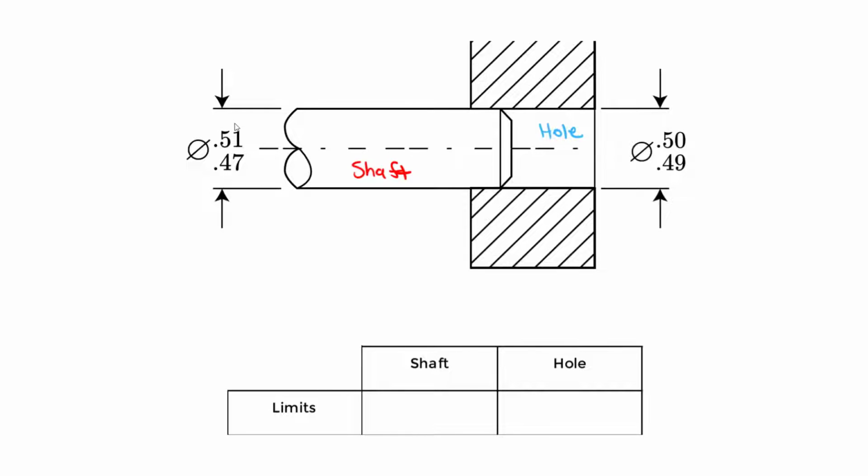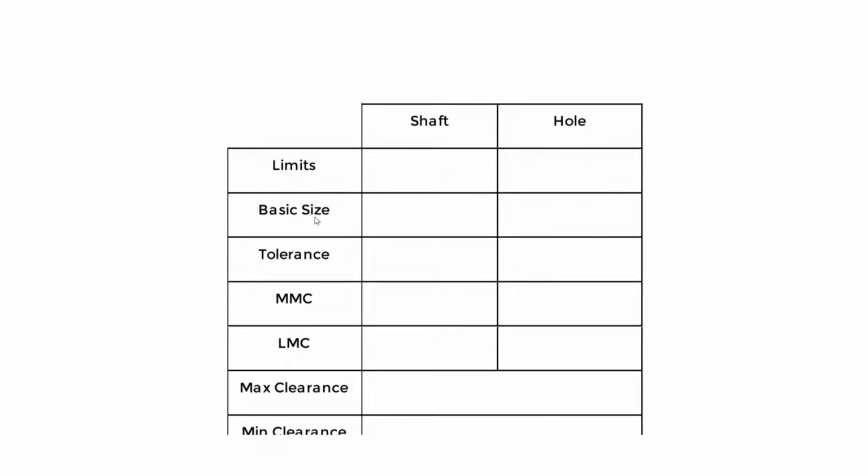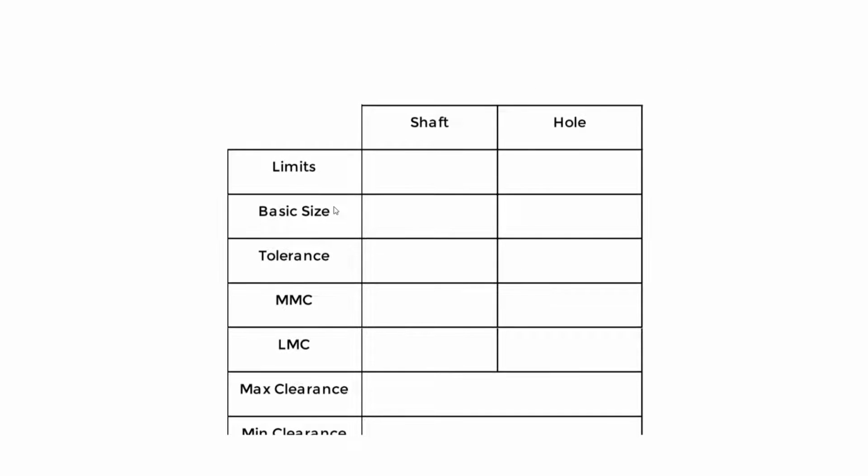So for the shaft, the upper limit is 0.51, the lower is 0.47. And that is the diameter symbol. So we have an upper limit of 0.51, a lower limit of 0.47. So you can write it like this, 0.47 to 0.51. So this is the upper limit, and this is the lower limit.